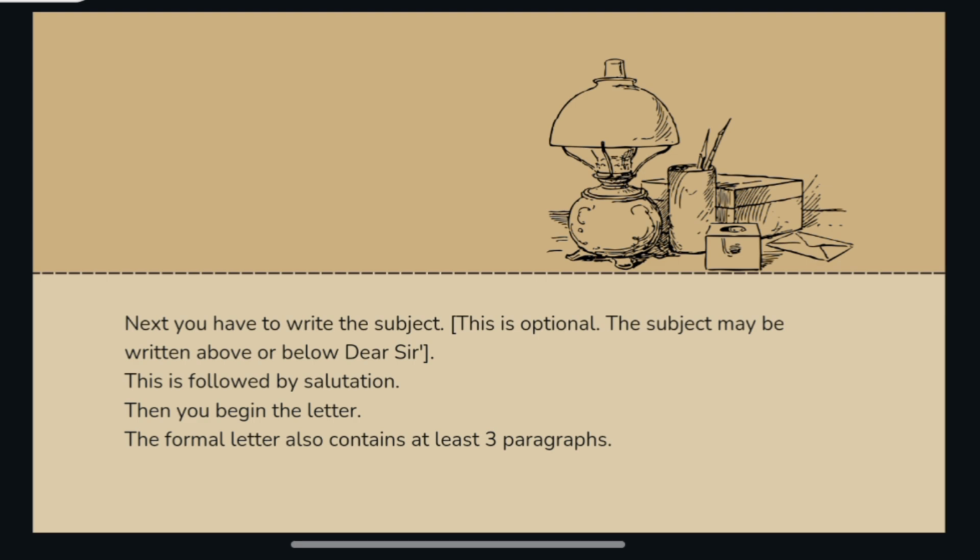Next, you have to write the subject. It is not optional. It is optional whether the subject is written above or below the dear sir or respected sir. Then you begin with the letter. And yes, the formal letter contains at least 3 paragraphs.